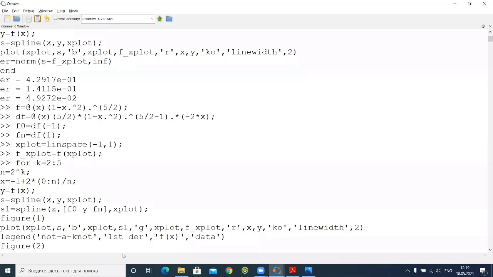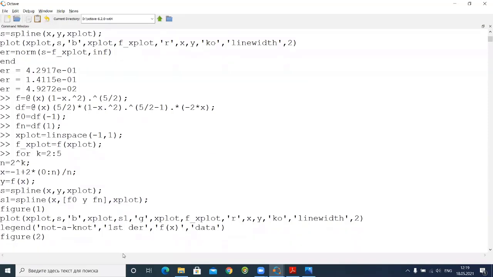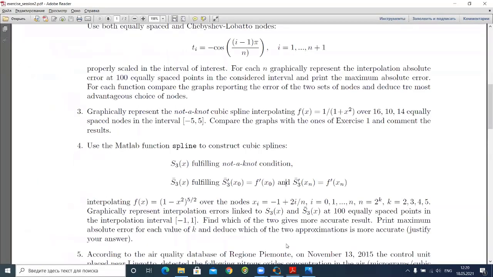Okay, and now we will do the second graph, so figure two, open the new window. And here we need to draw the graph of the polynomial interpolation errors, interpolating errors linked to S3 and S3 bar. You can see here, the graph could represent interpolating errors. Okay, now how to draw it? You can see here n is a bigger number, so it's useful to use not just a normal common plot, but, for example, a logarithmic scale, especially for only the y axis, because the x axis will be in normal scale, but for the y axis it's useful to use a logarithmic scale.